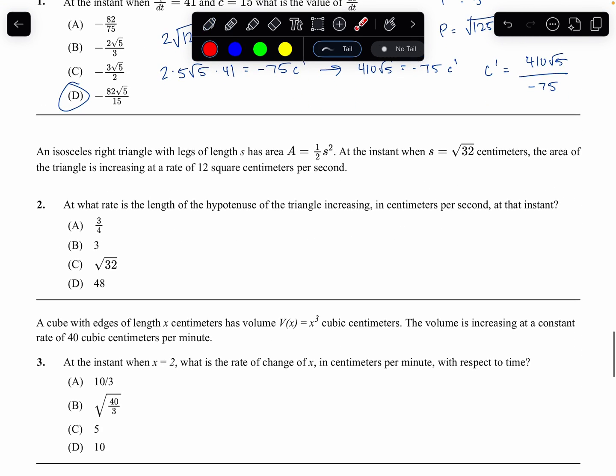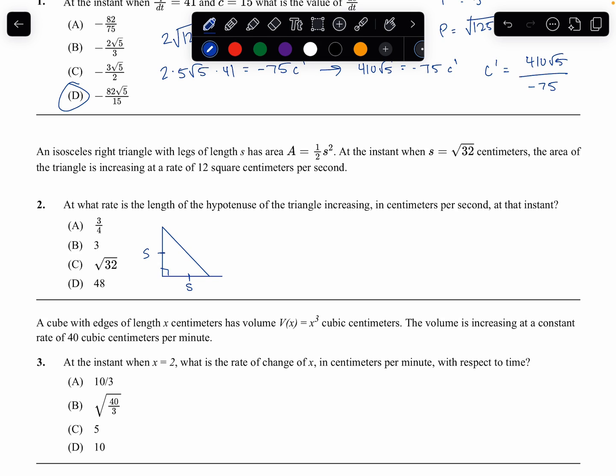All right, an isosceles right triangle with legs s has an area equal to 1/2 s squared. So isosceles right triangle, so basically a 45, 45, 90 triangle is what it's referring to. Isosceles right triangle meaning that the legs are the same, and it's a right triangle, so this is a 45, 45. So we'll just call this right here s and s. So area is going to be equal to 1/2 s squared.